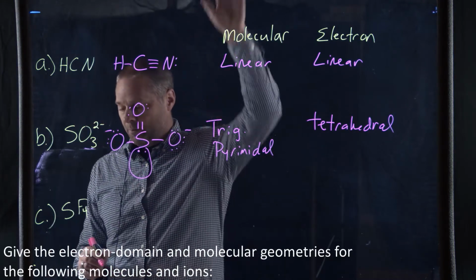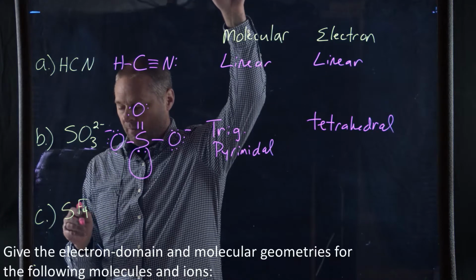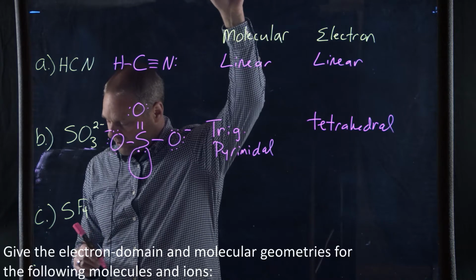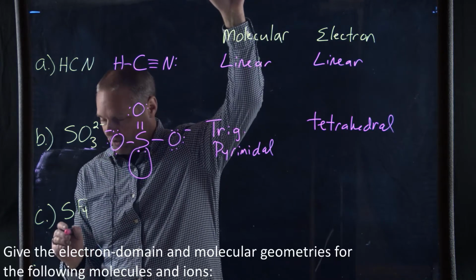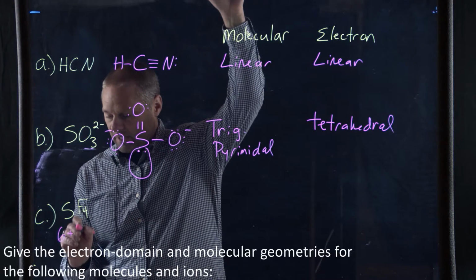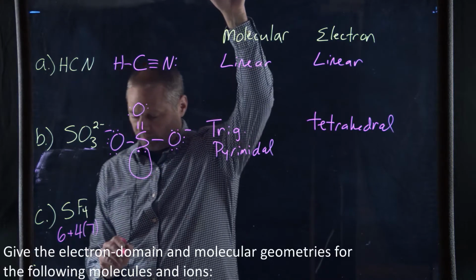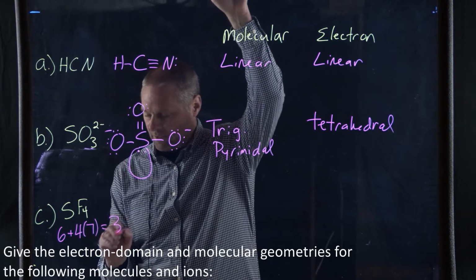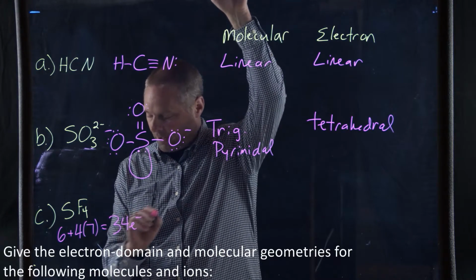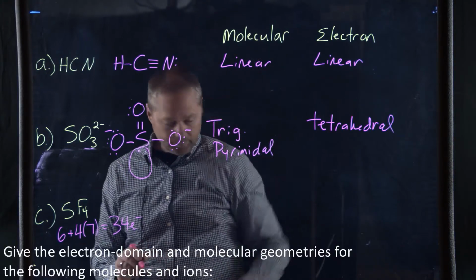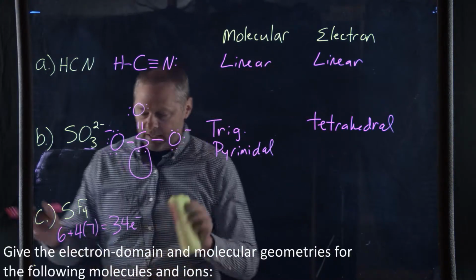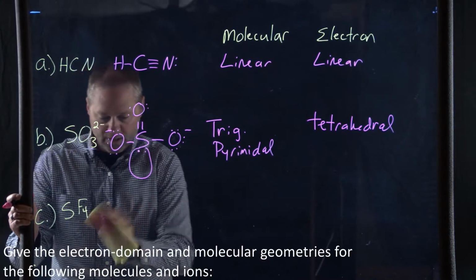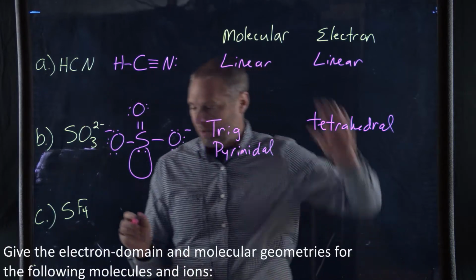Here we have sulfur, oh my goodness, I just forgot, SF4. And so we want to count the number of valence electrons. Sulfur is going to have 6, plus each fluorine is going to have 7. And the number of valence electrons for this is going to be 34 electrons. All right. Now, sulfur is going to be our central atom. We have 34 valence electrons we have to account for.